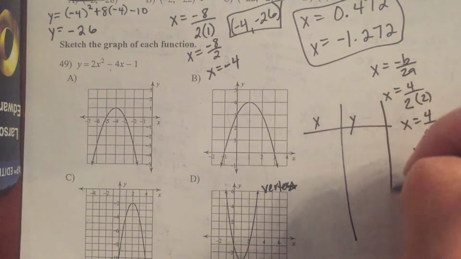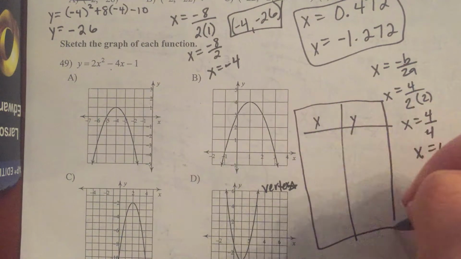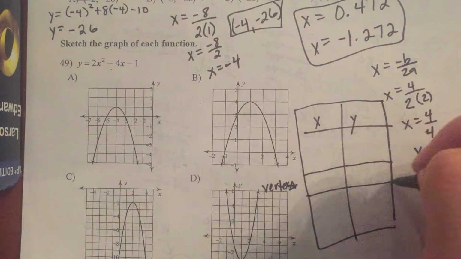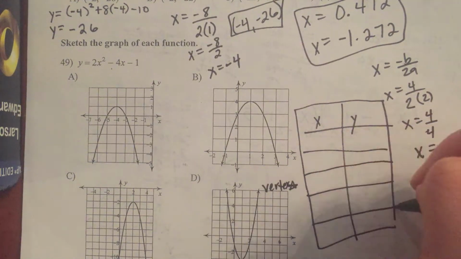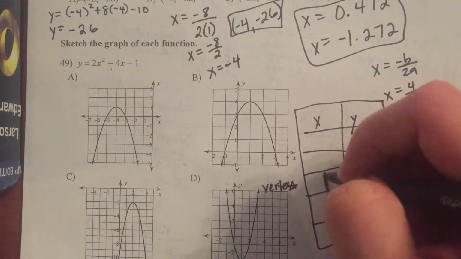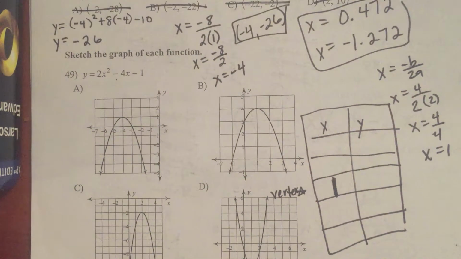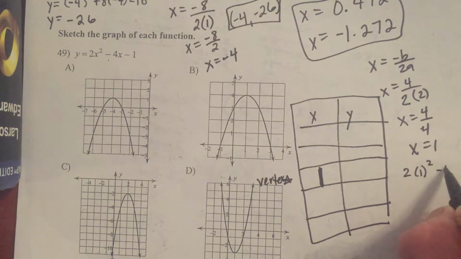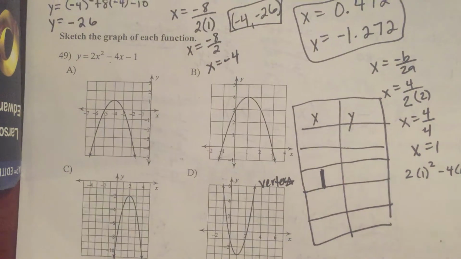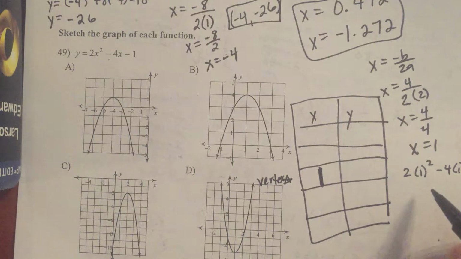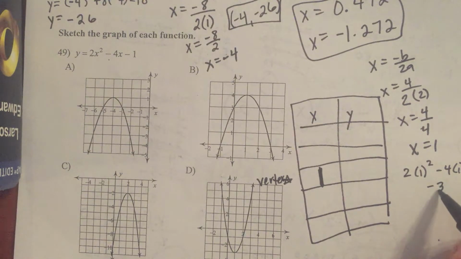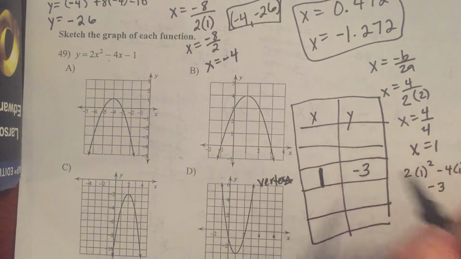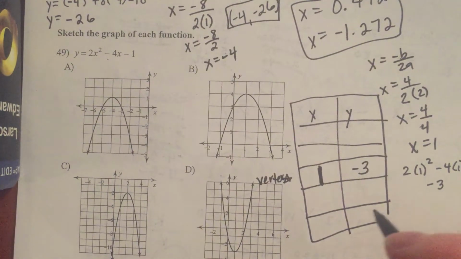So on the table that you're going to be making here, from my vertex point, I know my x value is 1. To find the y value, you plug that back in. So 2 times 1 squared minus 4 times 1 minus 1, or negative 3. So my y value is negative 3. So my vertex is the point 1, negative 3.